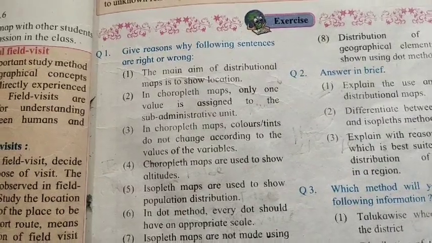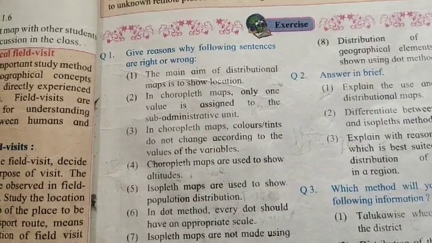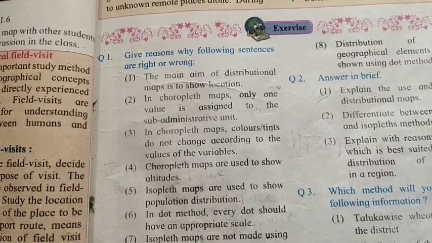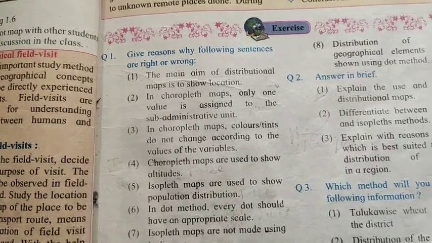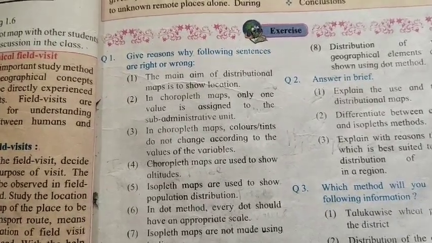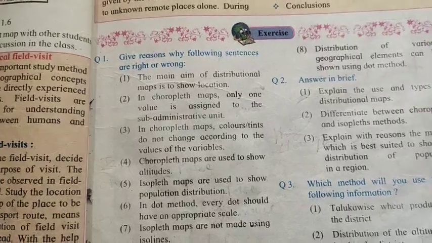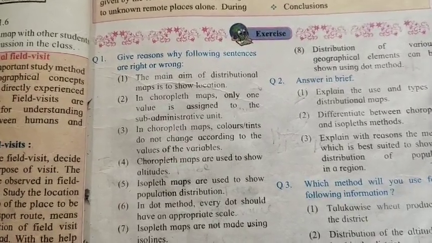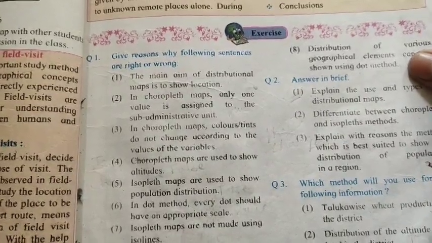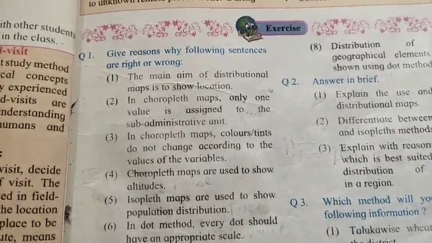Now the fourth one. Choropleth maps are used to show altitudes. The answer is wrong. Which maps are used to show the altitudes? It is the isopleth maps. So we are supposed to write down the answer this way. Wrong. Choropleth maps are used to show variables like the population of human, cattle, etc. Fine.